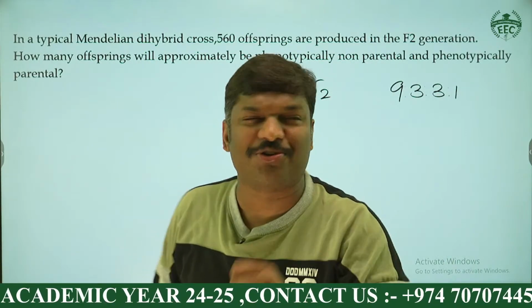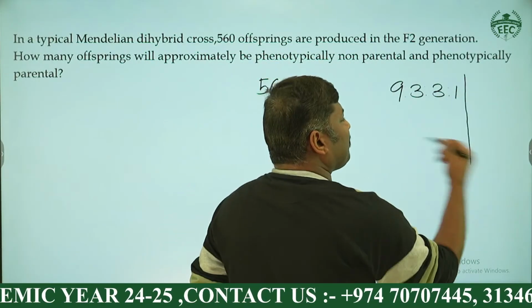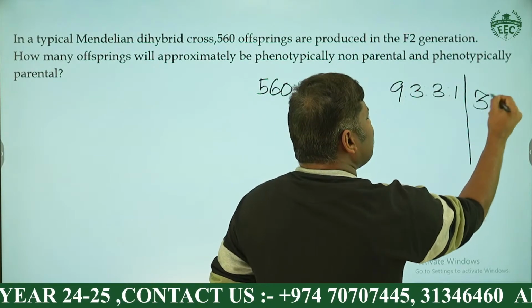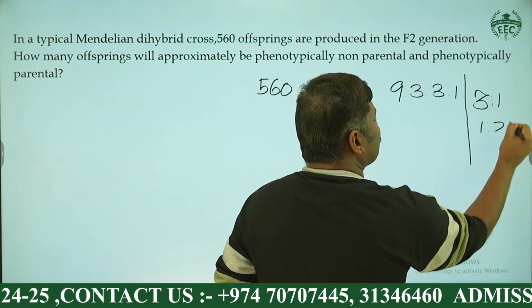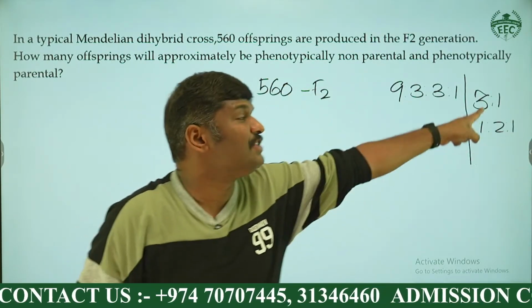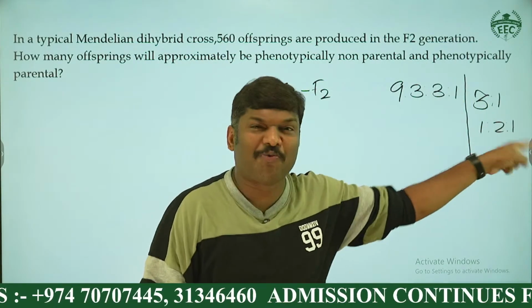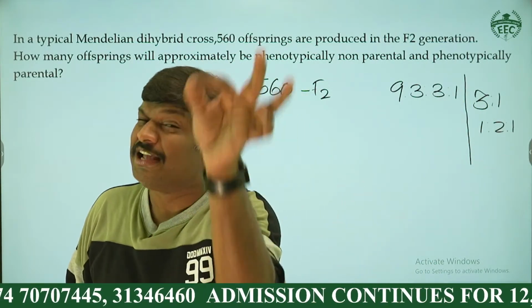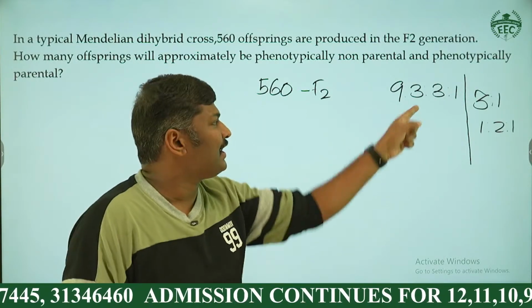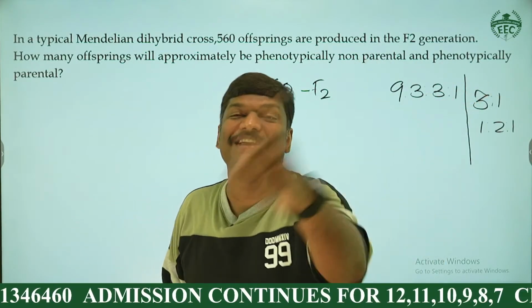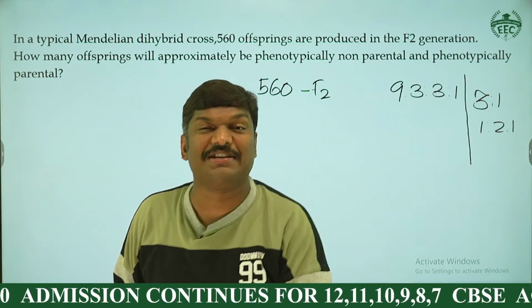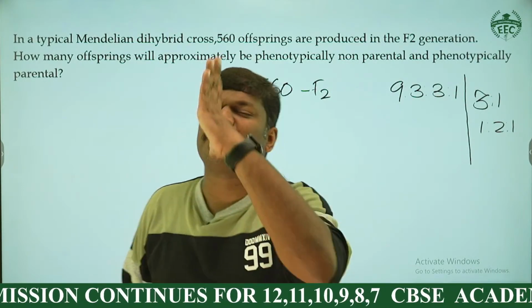In monohybrid cross, what is the ratio? It is 3:1 as well as 1:2:1. Why 2 ratios? 3:1 is the monohybrid phenotypic ratio, and 1:2:1 is the monohybrid genotypic ratio. And here you can see what is 9:3:3:1. 9:3:3:1 is the dihybrid phenotypic ratio.